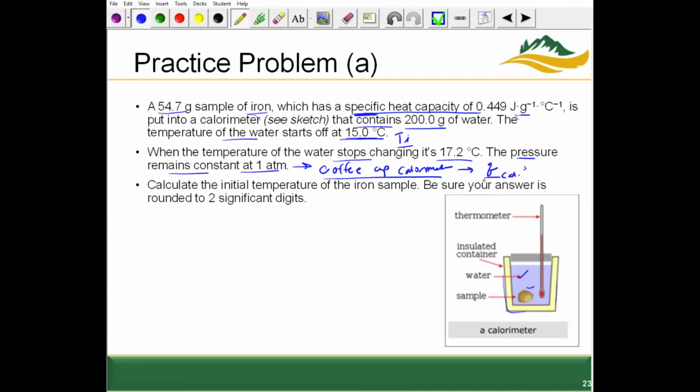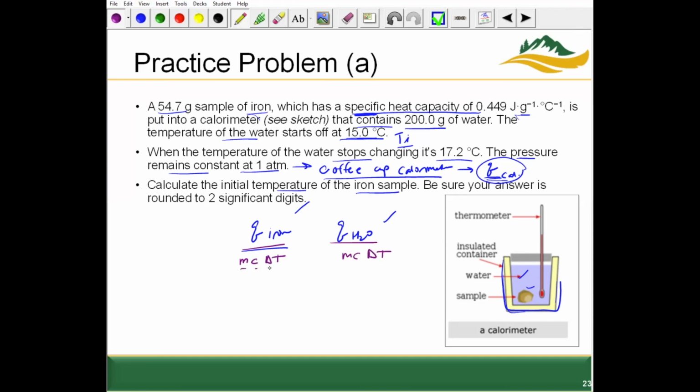If we're not told any information about the heat of the calorimeter itself, then we usually negate it. Let's keep going here and see what information we have, see what we need to calculate. So calculate the initial temperature of the iron sample. We're not told anything about the calorimeter, so now the only components we really are worried about are the Q of the iron and the Q of the water. So again, Q equals mc delta T, Q equals mc delta T.